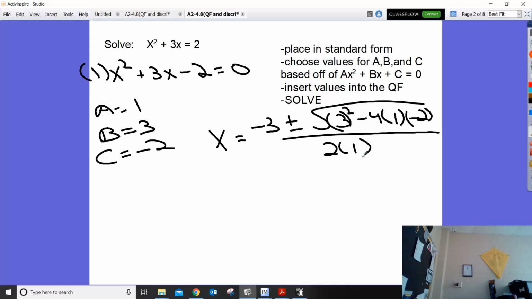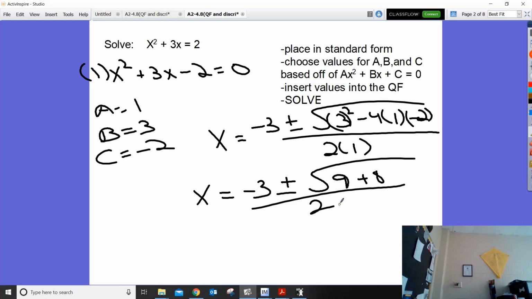Come on, kids, what's 3 squared? What's negative 4 times negative 2? Positive 8. You still get negative 3 plus or minus the square root of 17, over 2. I'm still working with the kids who have nothing. 3 squared is 9, negative 4 times negative 2 is 8. What is 9 plus 8? 17.